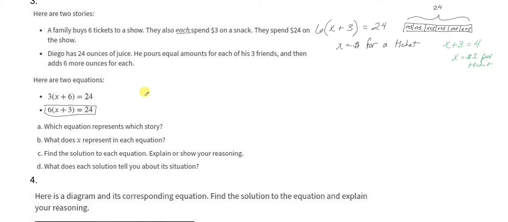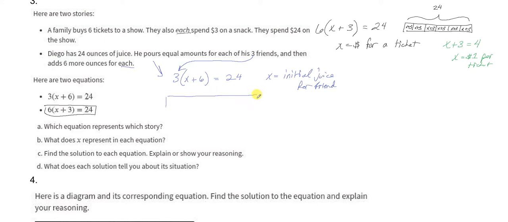All right, let's look at the second one. Must be 3 times x plus 6 equals 24. Let's see why. Diego has 24 ounces of juice. He pours equal amounts for each of his 3 friends and then adds 6 more ounces for each. So the x is how much he gave them initially. So x equals initial juice per friend, and then the extra 6 is the extra 6 he gave for each of them. So this makes sense that it matches.